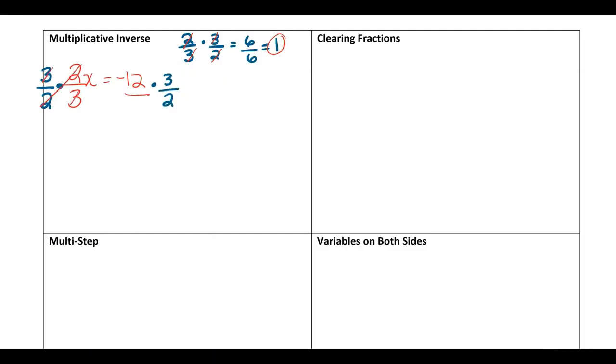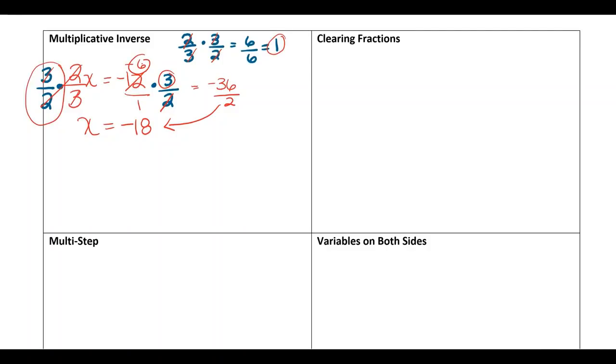This cancels out to 1x. Your goal is to get x by itself. And this side you can either say negative 36 over 2 if you multiply straight across, or you can say 2 goes into negative 12, negative 6 times. Negative 6 times 3 is negative 18. You get the same answer either way. So, I always want you to use the multiplicative inverse, multiply by the reciprocal when you're dealing with that type of equation.